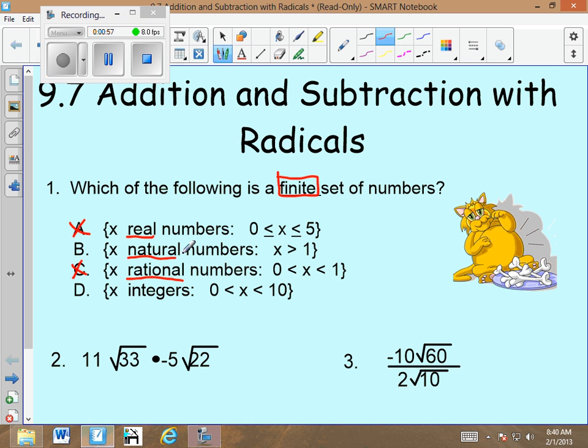Natural, let's look at what it is. Remember, the monster always eats the bigger number. So this says natural where x is bigger than 1. Well, natural are counting numbers. How many counting numbers are bigger than 1? Infinite. So that can't be it. Integers between 0 and 10. Integers are not decimals. So integers between 0 and 10 is the answer. 1, 2, 3, 4, 5, 6, 7, 8, 9. I just listed them at a beginning and an ending.